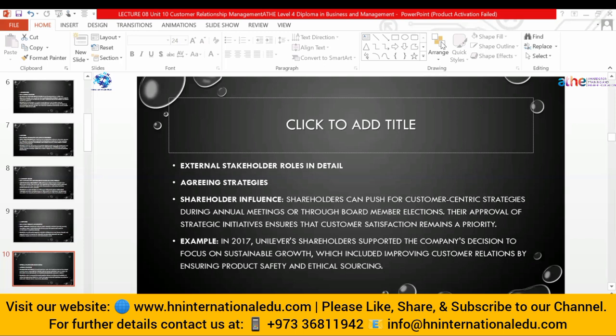For example, in 2017, Unilever shareholders supported the company's decision to focus on sustainable growth, which included improving customer relations by ensuring product safety and ethical sourcing. By using these two things, that is the safety of the product plus sourcing of the raw materials by ethical means, they gain the trust of the consumers and they are sustainable right now as well.